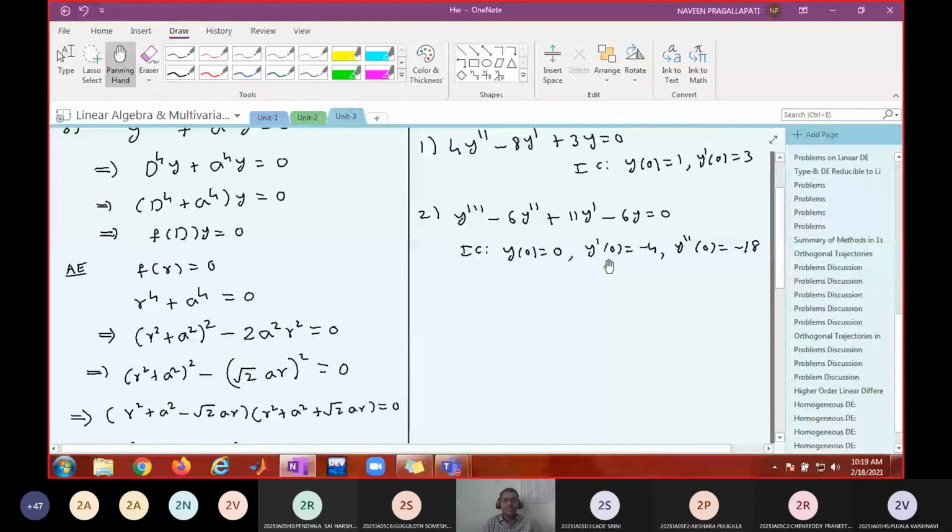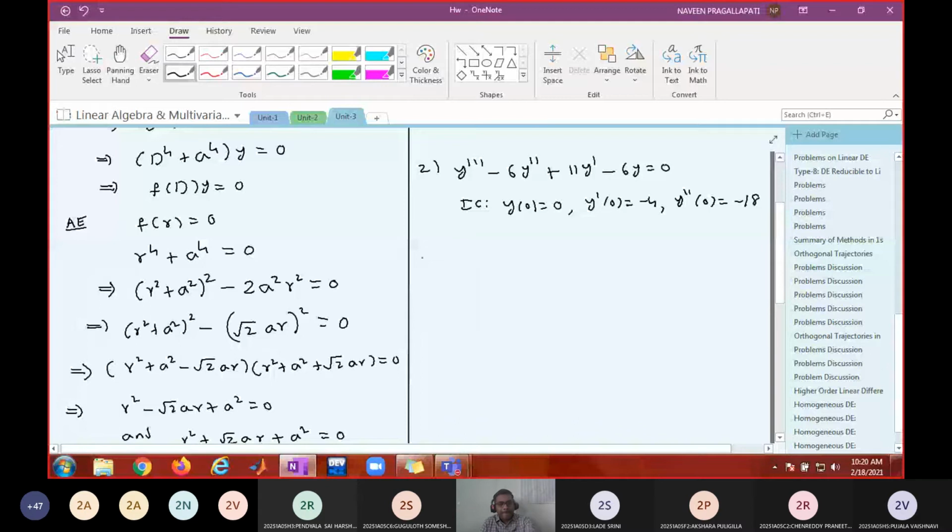Using initial conditions? 3. Okay. So you will write the general solution for y in terms of c1, c2, c3. Then find out y dash and y double dash. Then use the initial conditions. Then you will get a system of linear equations, a non-homogeneous system. Then use your knowledge of matrix theory to solve Ax equal to b form, and then find out c1, c2, c3. Is that okay? Yes, sir.